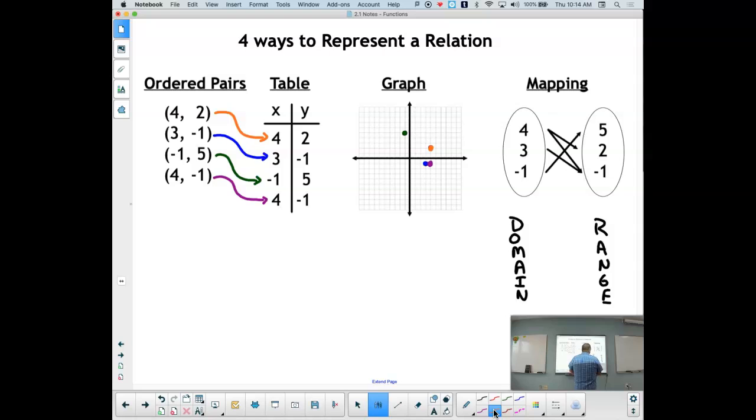So 4, 2, that is this one right here. 3, -1, that is this one right here. -1, 5 is this one right there. And 4, -1 is this last one there. Okay. So you just take the X term, or the X parts, and you draw lines to their corresponding Y parts. Okay?